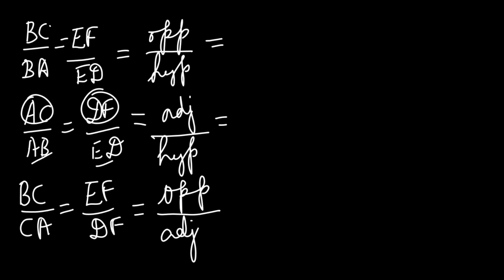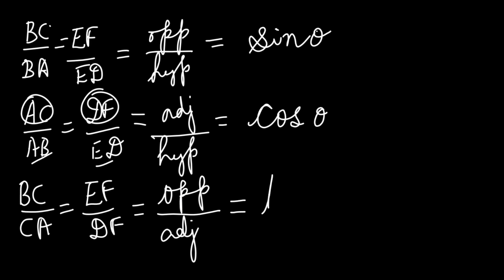And as the mathematicians call it by definition, this is nothing but our sine theta. What is this? Adjacent by hypotenuse, this is our cos theta, and this is our tangent, tan theta. This is what the mathematicians call it. So this is how we have come from the similarity condition to trigonometric ratios.